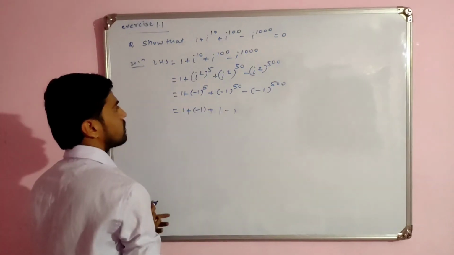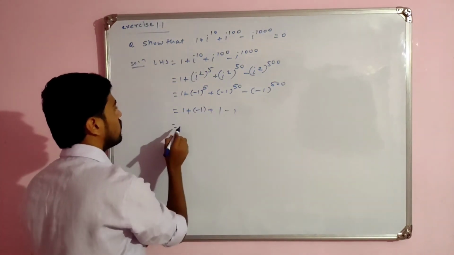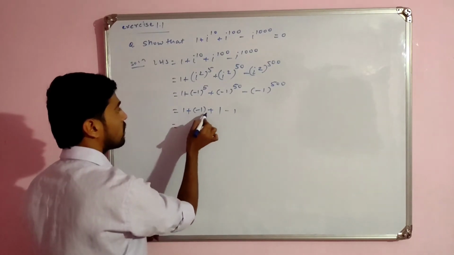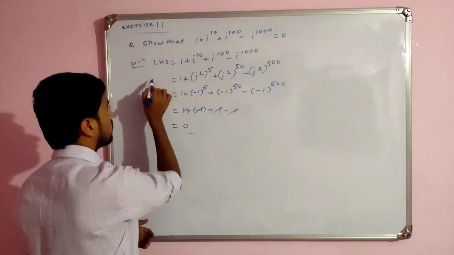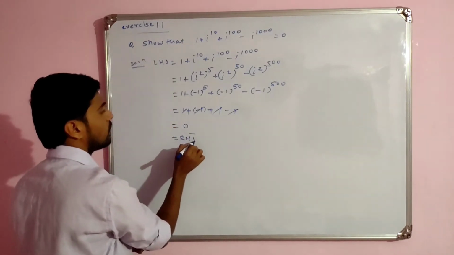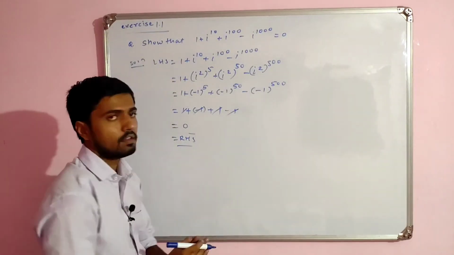Okay, it is equal to 1 minus 1, 1 minus 1, 1 minus 1, 0. So the answer is 0, which is equal to the RHS. This is the solution.